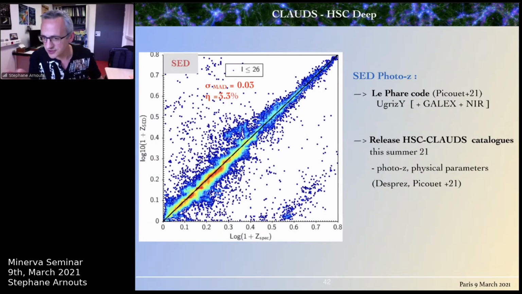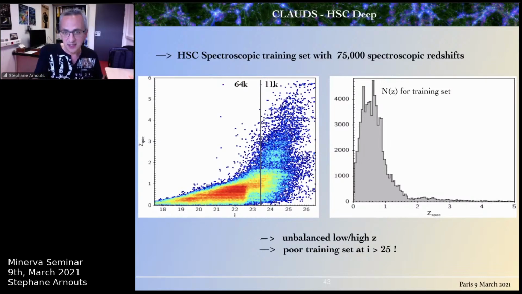And the data, we hope to release all the HSC clouds, so HSC plus U-band catalogs this summer, okay, with the photo-zs as well, and probably the CNN if we are ready to release them. So here is just to illustrate the spectroscopic distribution of the sample. So clearly we have a good sampling at bright magnitudes, brighter than 23.5, and below 23.5, the sampling is meager in terms of spectroscopy. So the training sets will be quite critical, and below 25 is really critical. So we have almost nothing to train. So really poor. So we will see how it impacts our results.